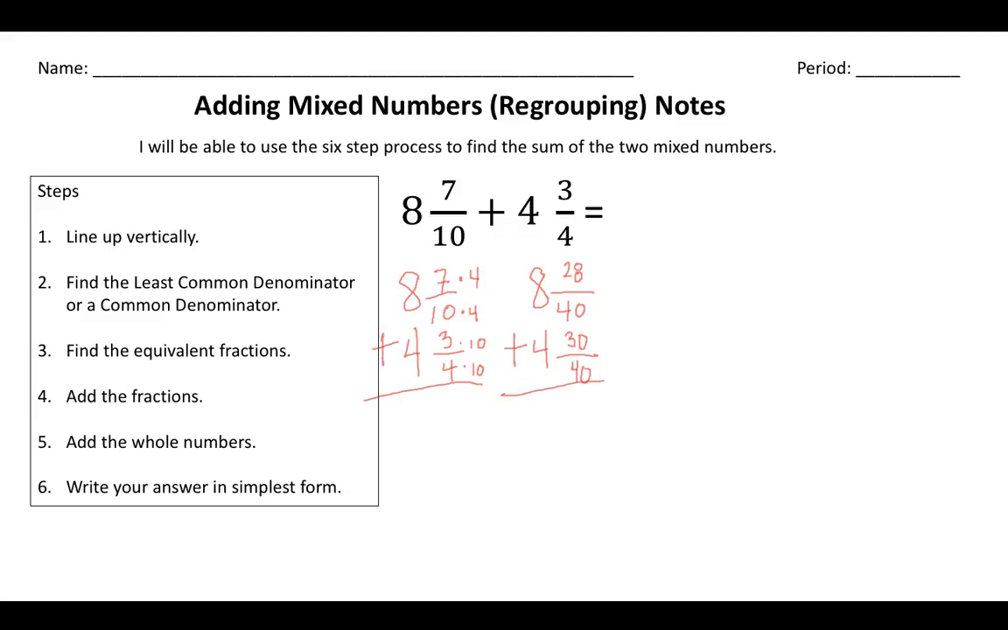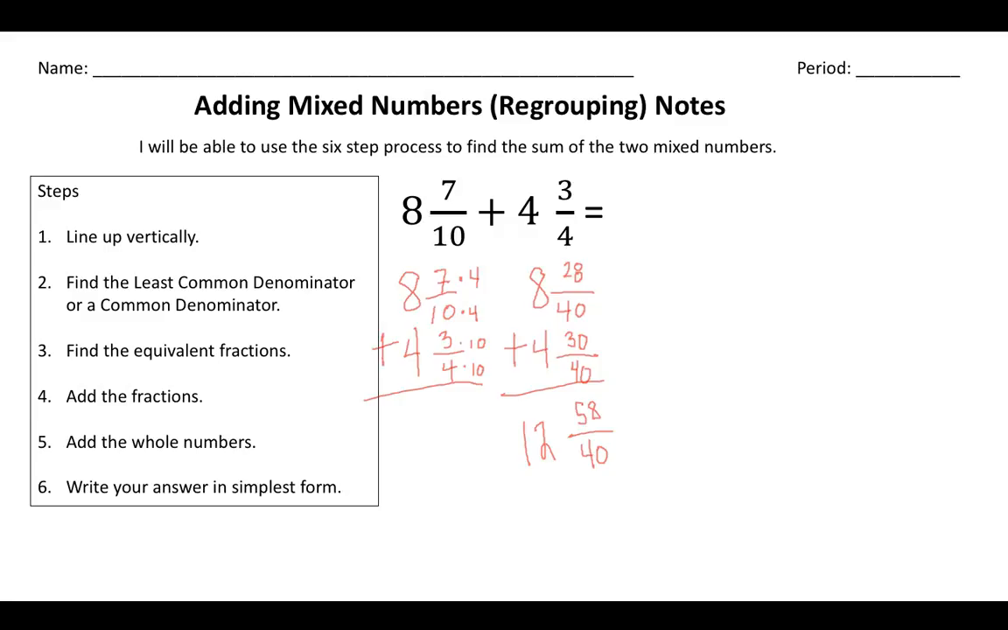Now, our next step, step 4, is to add the fractions. 28 plus 30 is 58 over 40. And our next step is to add the whole numbers, 8 plus 4, which is 12. Now you may notice we have a mixed number with an improper fraction. So we need to simplify this. Always put it into simplest form. This is going to require some regrouping.